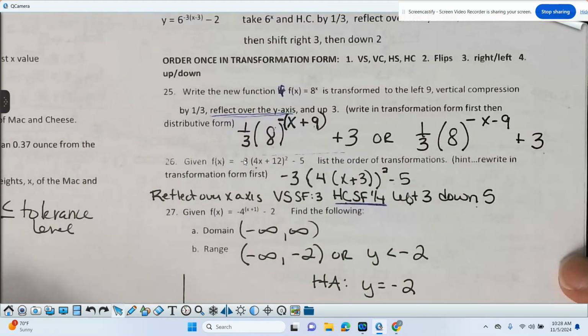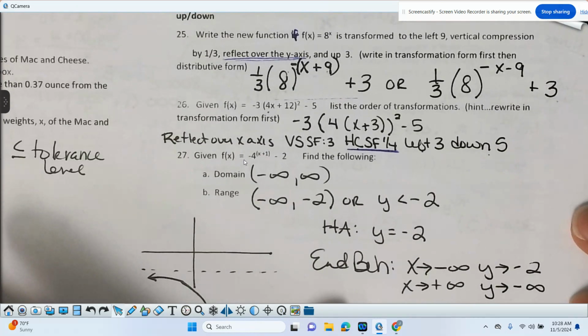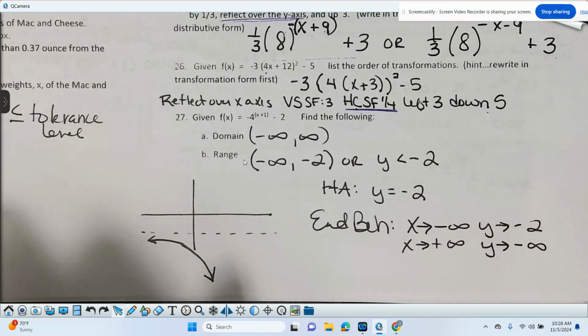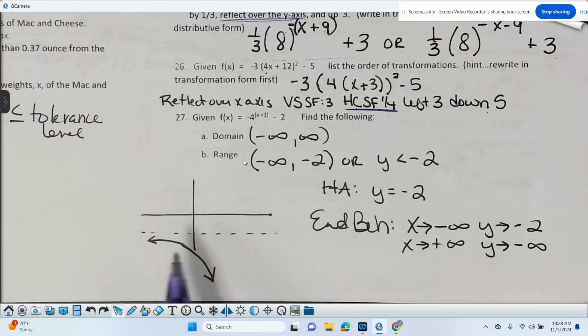For 27, if you're given that function, they want you to find the domain. Go ahead and put that in Desmos, and it's going to give you a graph that looks something like this. All right, so the domain, you can see arrowheads with no blocks stopping me from going from left to right. That's my domain. So it's not going to affect anything. I'm going to go from negative infinity to positive infinity, all real numbers.